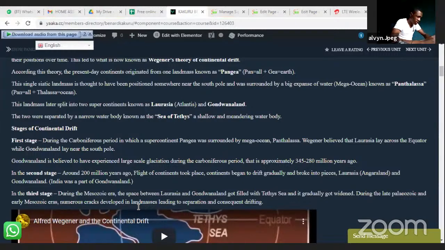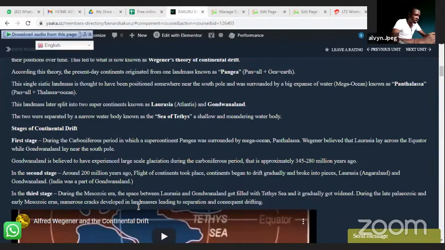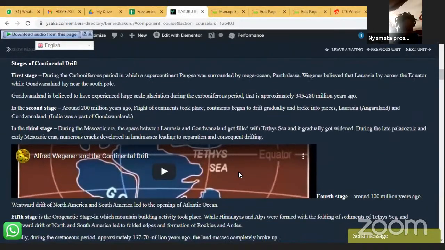The first stage was during the Carboniferous period, in which the supercontinent Pangaea was surrounded by the mega ocean Panthalassa. Wegener believed that Laurasia lay across the equator, while Gondwana lay near the South Pole. Gondwana is believed to have experienced large-scale glaciation during the Carboniferous period, that is approximately 345 to 280 million years ago.